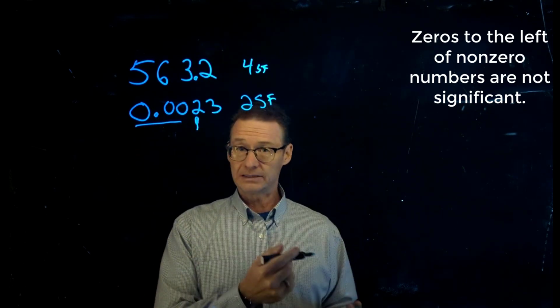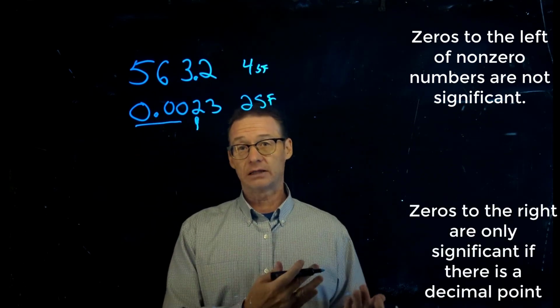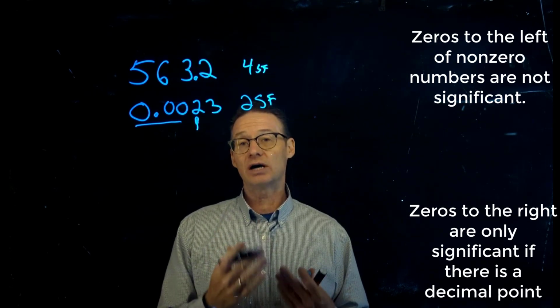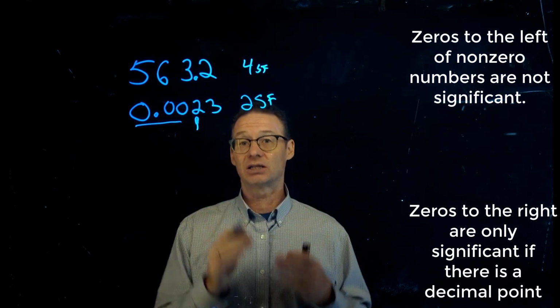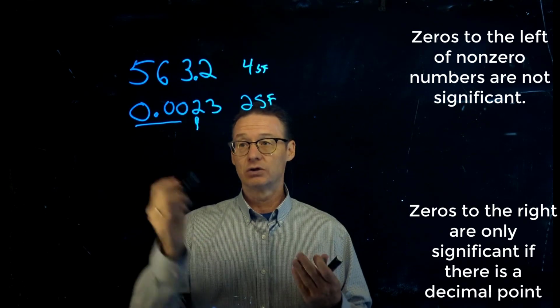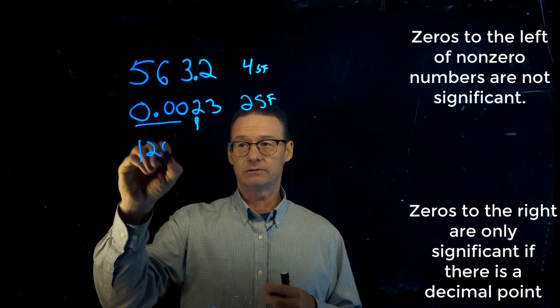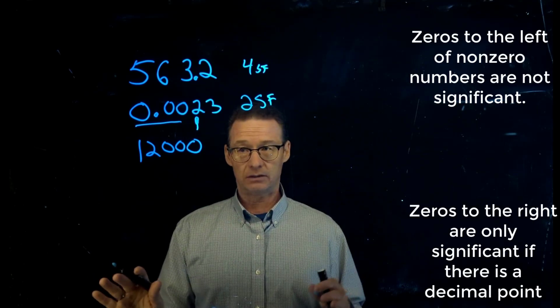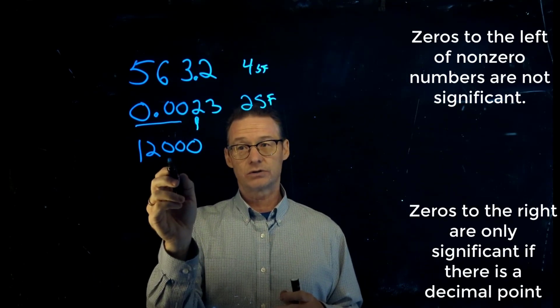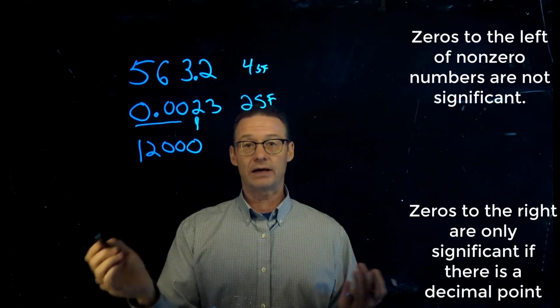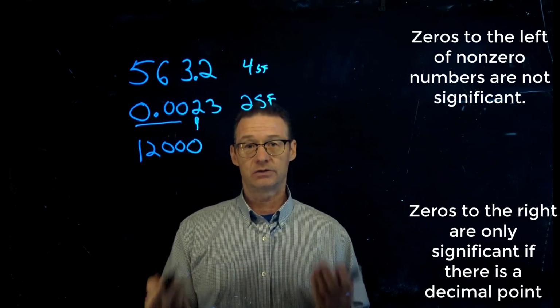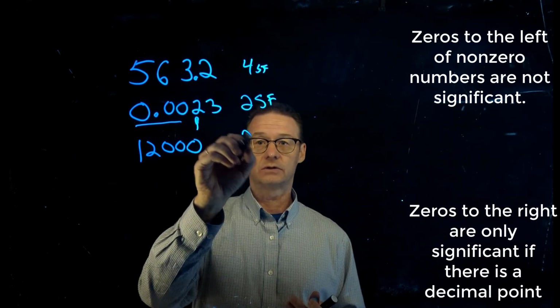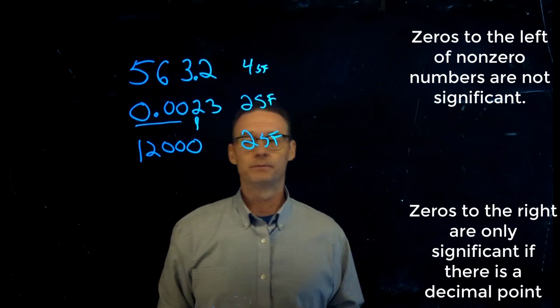Zeros on the right of a number, so they're called trailing zeros, do not count as significant figures unless there's a decimal point. So a number like 12,000, for example, there's no decimal point anywhere in that number. So these are zeros to the right, they're trailing zeros in a number without a decimal point. They are not considered significant figures. So this only has 2 significant figures.